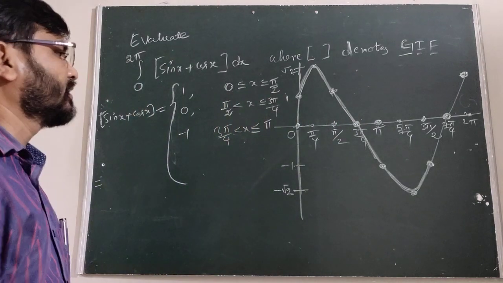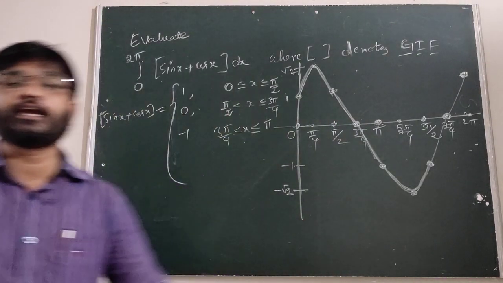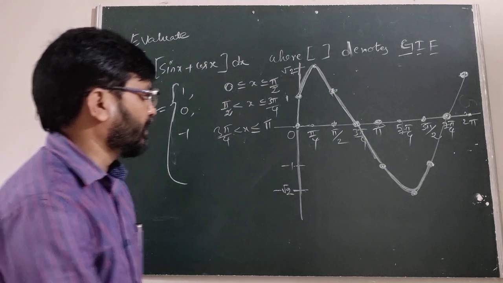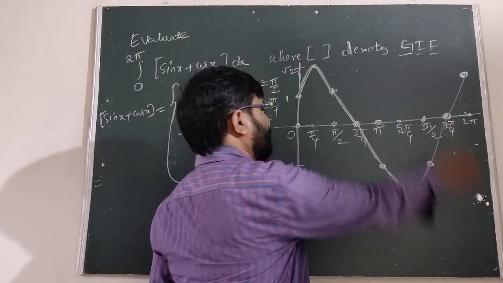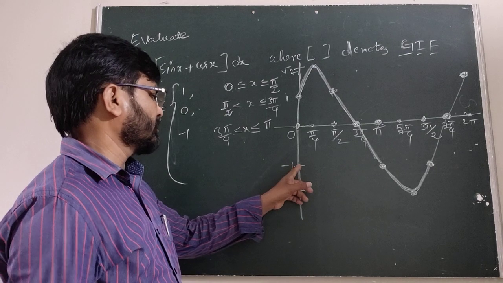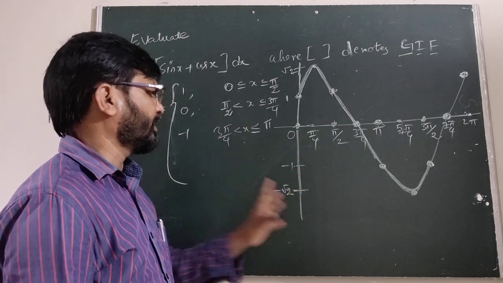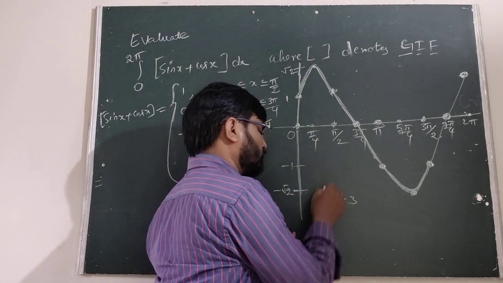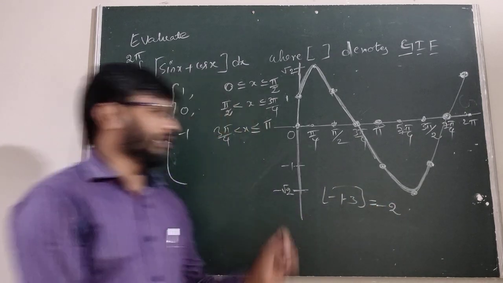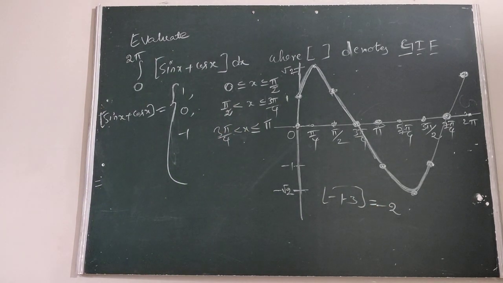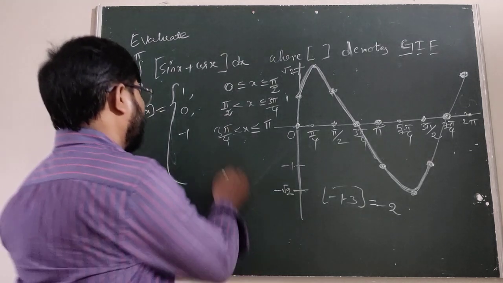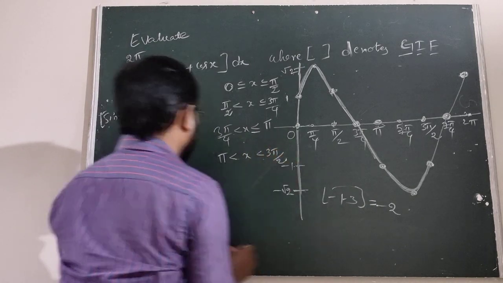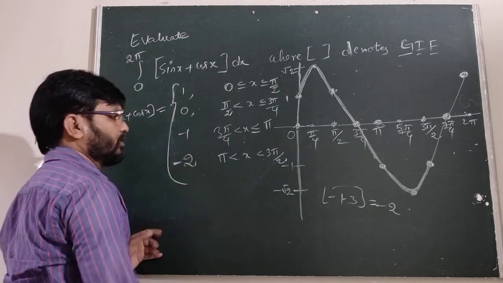Now when we are taking the values between pi to 3 pi by 2, when we are taking the region pi to 3 pi by 2, that must be minus 1 to minus root 2. Suppose we are taking minus root 2, that means minus 1.414. Suppose we are taking minus 1.3, it must be minus 2. That is the region pi to 3 pi by 2. We can write pi less than x less than 3 pi by 2, it must be minus 2.